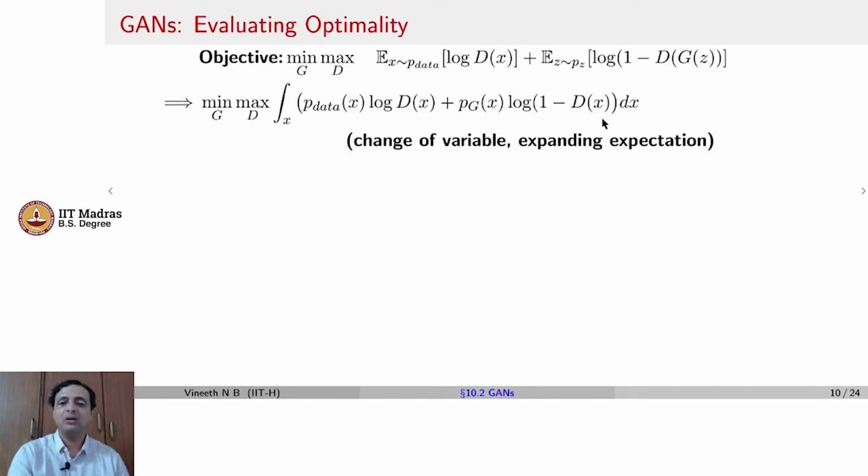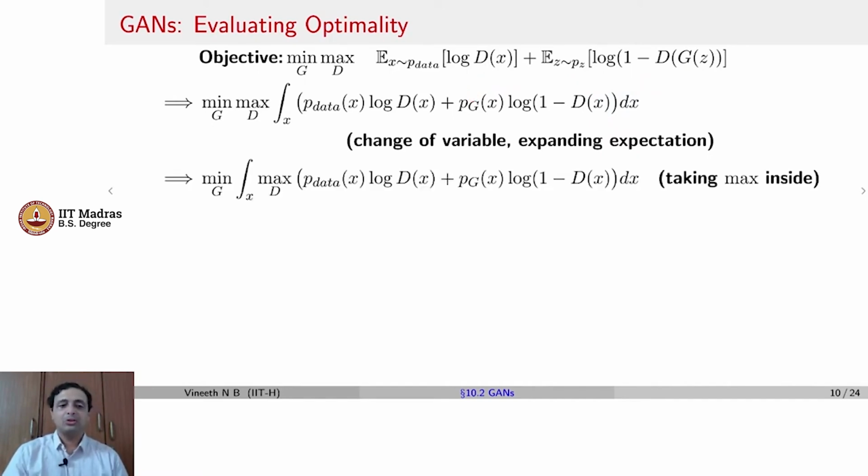We are assuming now that this x here is generated data. That's what we define as pg of x here, into dx. That's the integrand. So this is simply an expansion of the expectation term in terms of an integral. So let's now take the max inside the integral. That's the only difference between this step and this step, is that the max has gone here, otherwise the rest of the terms are exactly the same.